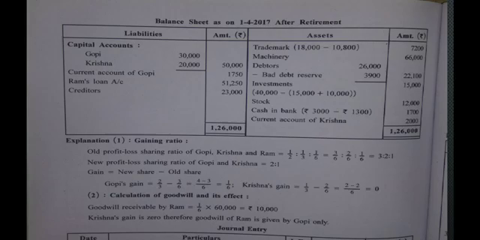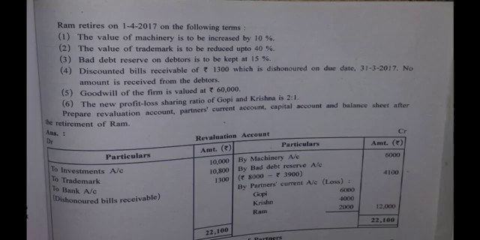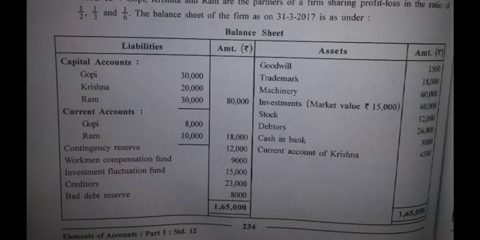Fine then. Let us check which is the next adjustment. Fifth adjustment. Goodwill of the firm is valued at rupees 60,000. This is the new value of goodwill. From this you are supposed to obtain the share of retiring partner. Who is the partner retiring? Ram is the person who retires.